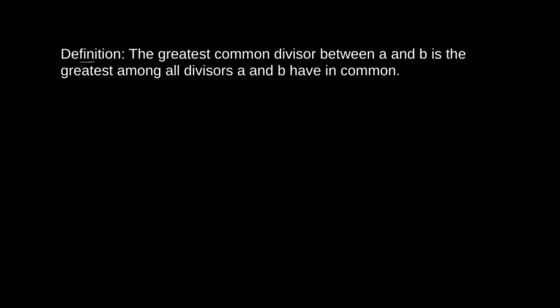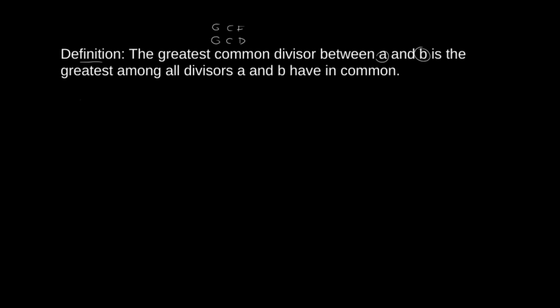We're gonna start this video with a new definition, and a very important one. It's the greatest common factor, or divisor, also called GCD or GCF if you say factor. So we have two integers, a and b, not both 0, and the GCD between a and b is gonna be the greatest among all the divisors a and b have in common.